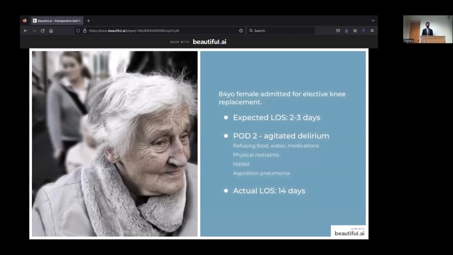So a typical patient that we see on the medicine consult service in the postoperative setting here at UC Health is someone like this 84-year-old lady that I saw last year, admitted for an elective knee surgery. Typically, people should stay in a hospital 2 to 3 days after this procedure and go home. Unfortunately, on post-op day 2, she developed agitated delirium. She began to refuse all food, water, medications. She was placed in physical restraints, which is incredibly traumatizing for patients. Given Haldol, she developed an aspiration pneumonia, and she finally got out of the hospital 2 weeks later.